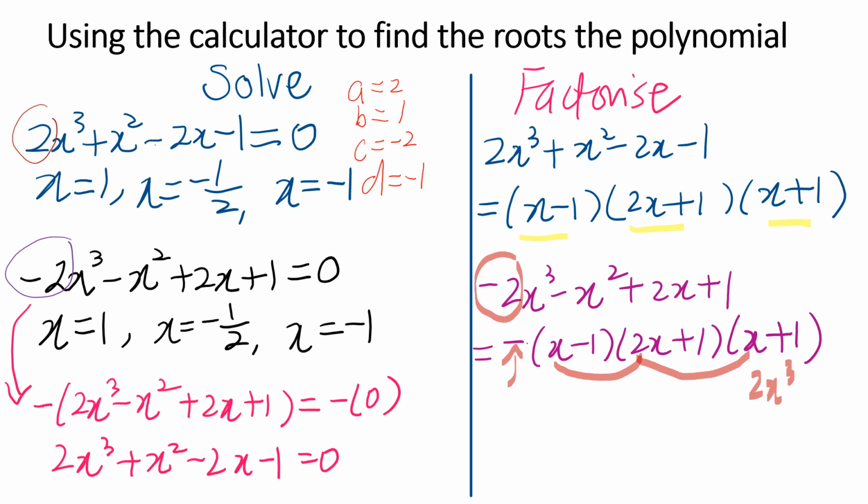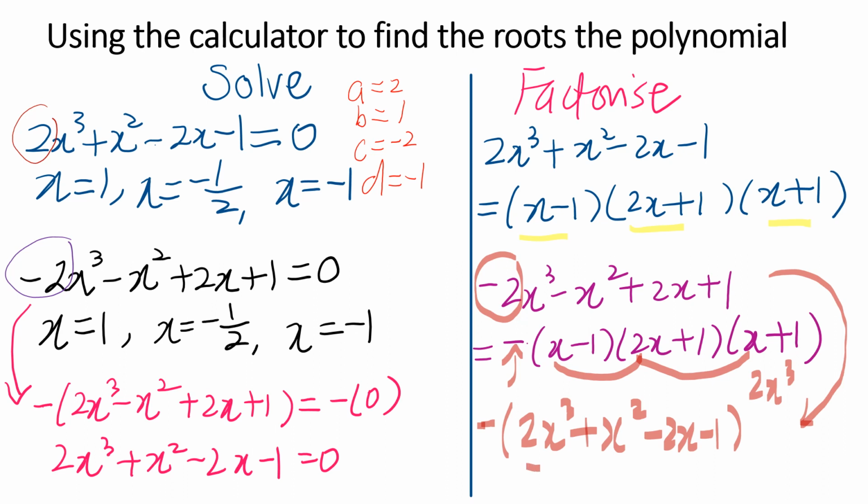If you are factorizing a polynomial with a negative coefficient of x cubed, then you should factorize the negative out first. What I'm saying is that from here, you should factorize a negative out first, and then use your calculator to find the linear factors. The calculator will not give you the linear factors. The calculator actually gives you the solutions, the roots, and from the roots, you convert them into linear factors.